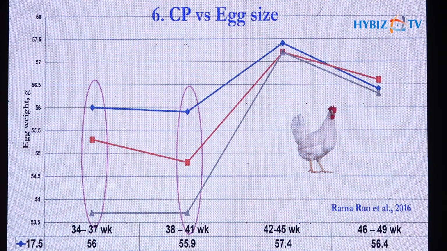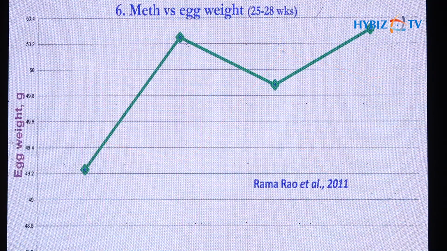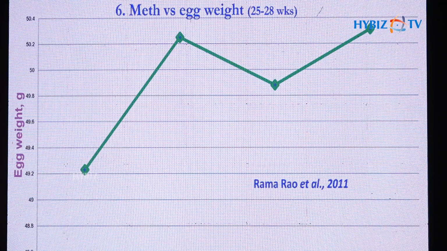Similarly, in the second experiment we studied 34 to 49 weeks of age, with graded levels of protein: 15, 16.5 and 17.5%. We observed a significant improvement in egg size at the lower level of protein at the younger age, compared to when the birds are matured. Here also we observed a dose response increase in egg size. Similarly, with methionine, as I told, there is an increase in egg size, but the increase is even less than 1 gram.